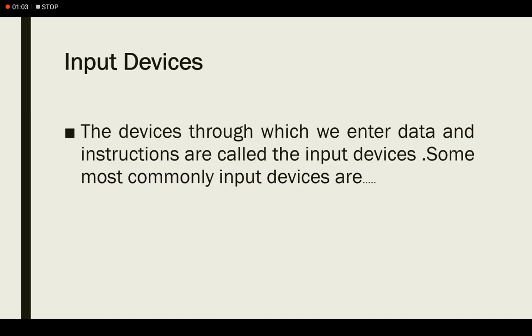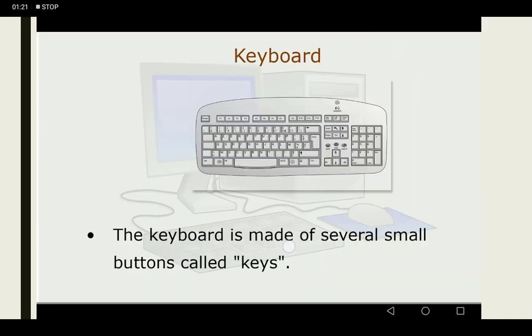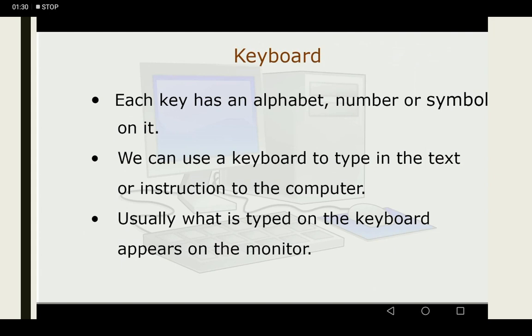So let's talk about the input, process and output devices which are used to perform the IPO cycle. The devices through which we enter data and instructions are called input devices. Some common input devices are the keyboard. The keyboard is made of several small buttons called keys. Each key has an alphabet, number or symbol on it. We can use the keyboard to type text or instructions to the computer. Usually what is typed on the keyboard appears on the monitor screen.